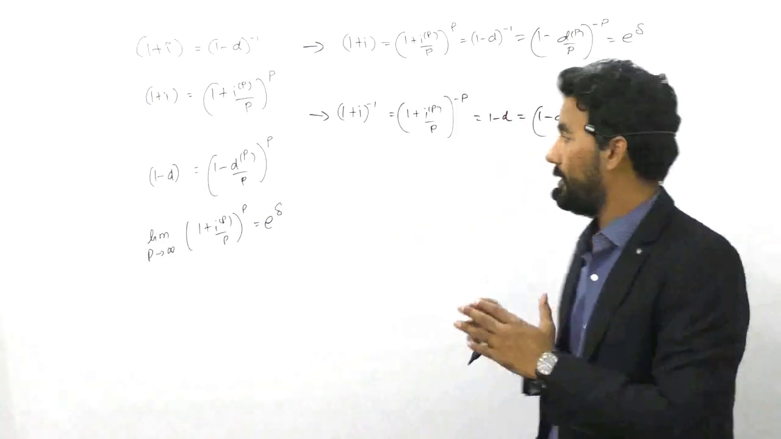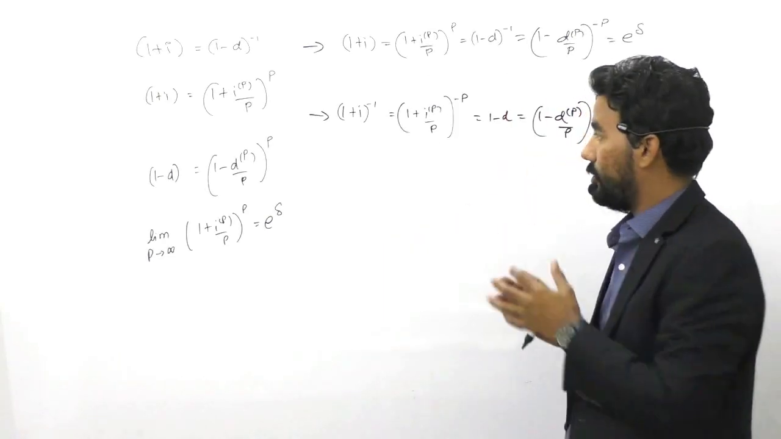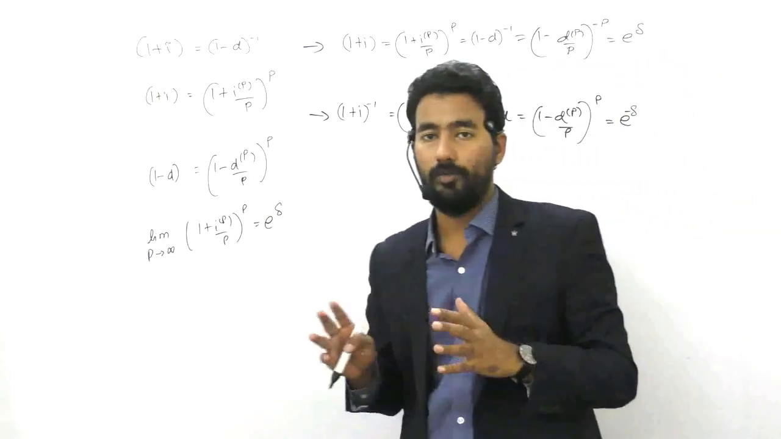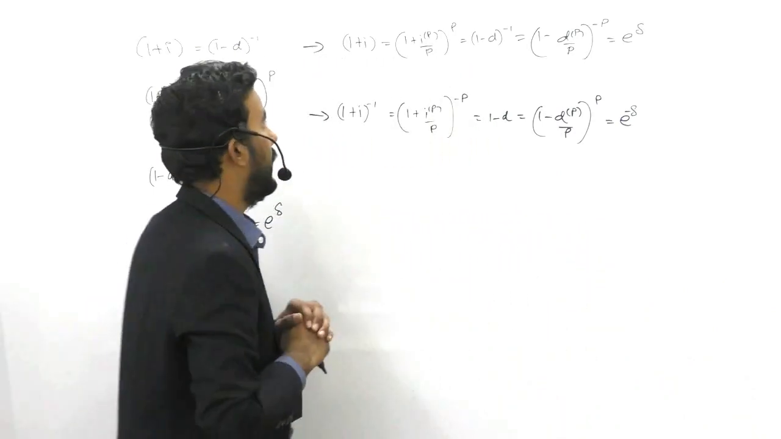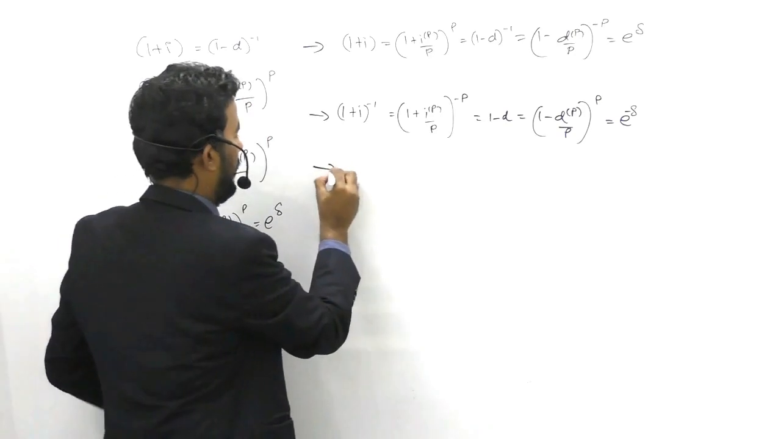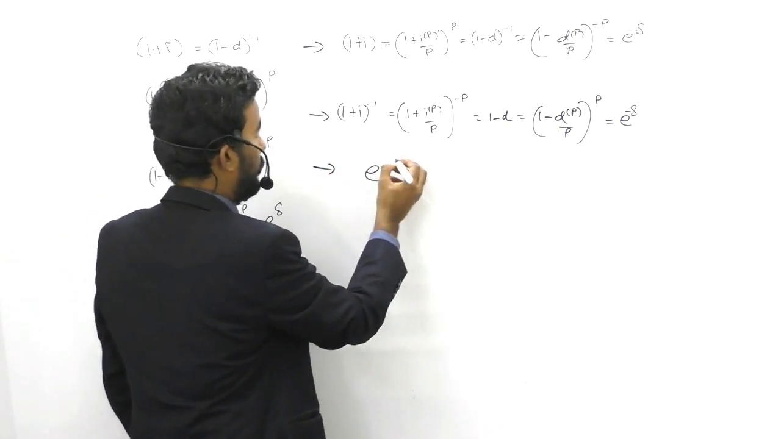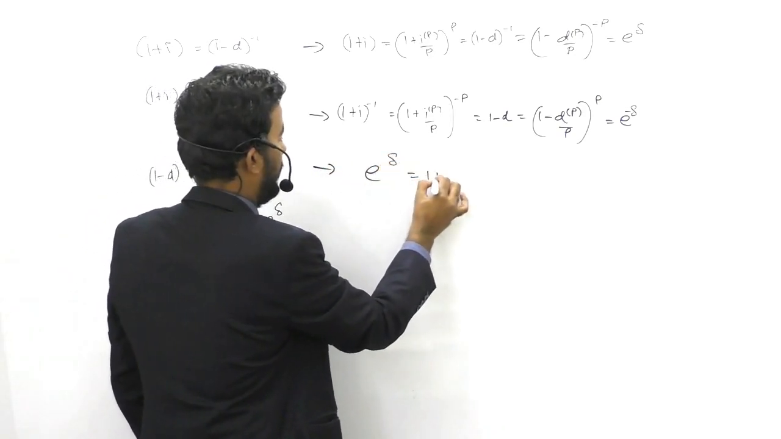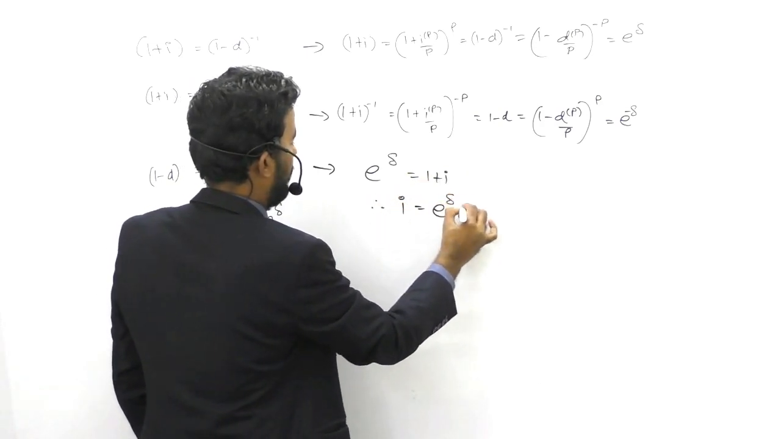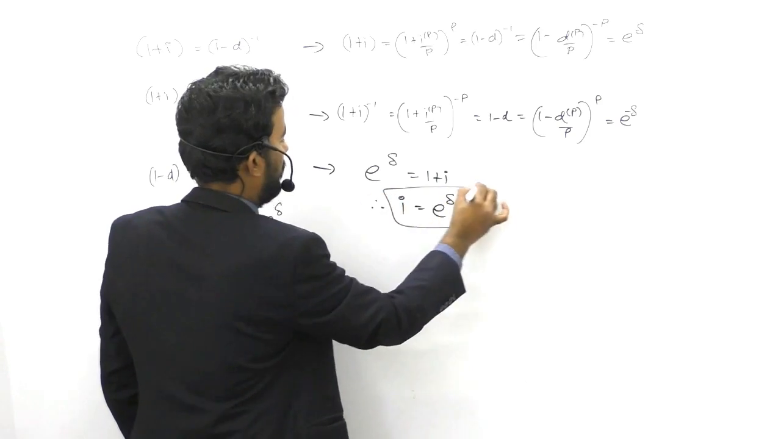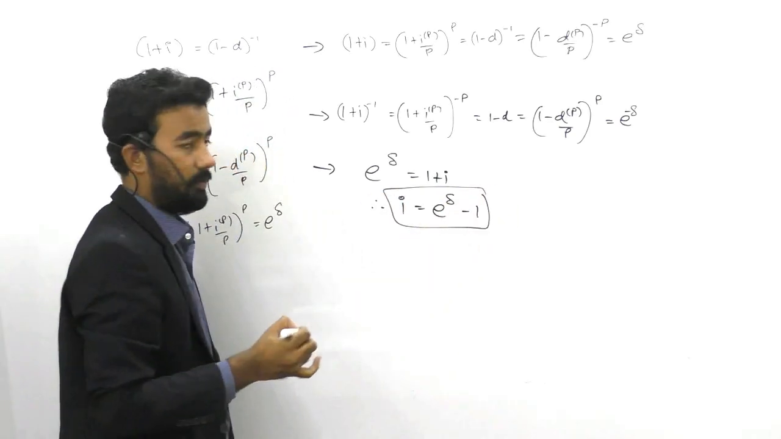So this is a very simple, straightforward, easy to understand relationship of all of them. We can derive individual relationships using this, and using this, I'll derive some relationships which are more frequently used. I can say e raised to delta is equal to 1 plus i. Therefore, I can write i is equal to e raised to delta minus 1. This is how you find i when delta is given.